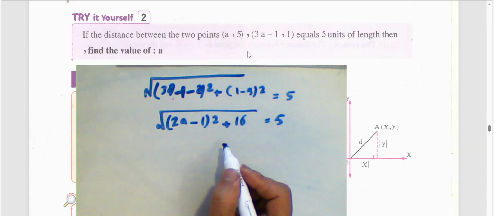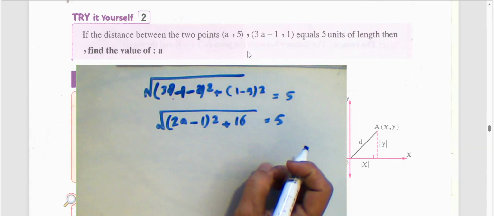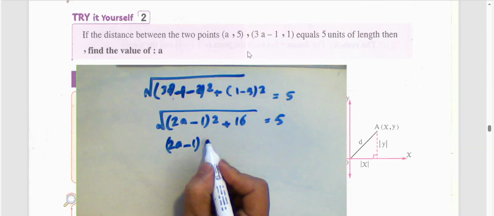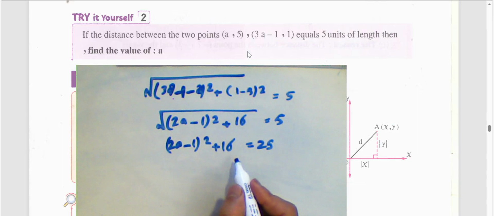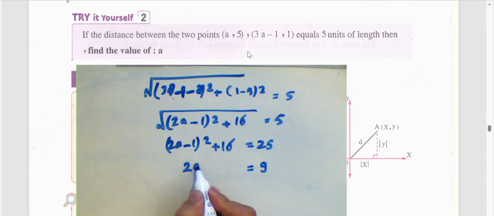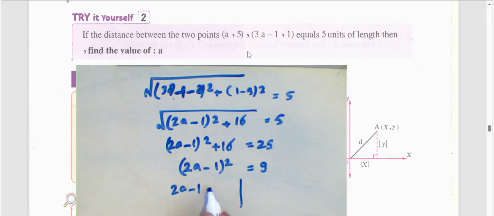We can cancel the square root by putting power 2 on the left hand side and right hand side. Then under the square root equals 5, then 5 times 5 is 25. Then (2a minus 1) all power 2 plus 16 is 25. Move 16 here. 25 minus 16 is 9. Then (2a minus 1) all power 2 will equal 9. Then we have two solutions. The first, 2a minus 1 equals square root of 9, it will be 3. Or 2a minus 1 will be positive 3 and negative 3. We can take the square root on the left hand side and right hand side, we have positive or negative.